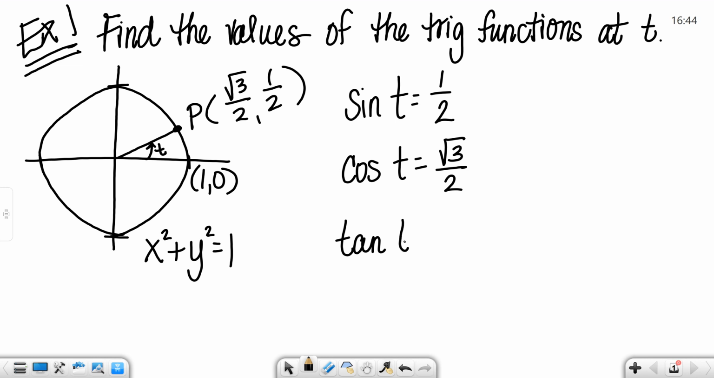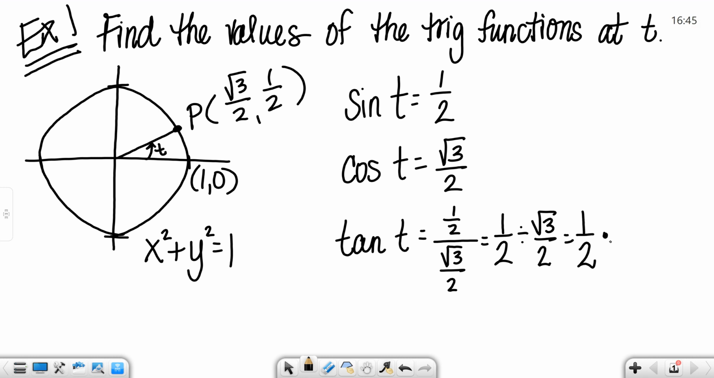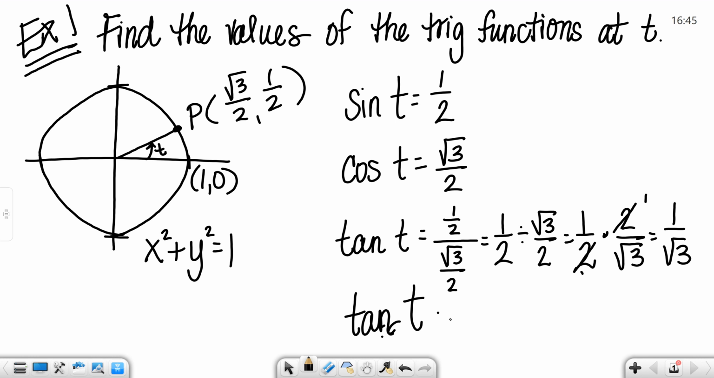And then tangent of t would be the y value, in this case 1/2, divided by the x value. Okay, you cannot leave a fraction in a fraction. So let's simplify that. Dividing by the square root of 3 over 2 is the same thing as, flip that second fraction over, change it to multiply by the reciprocal. So 2 over the square root of 3. So my 2's divide out, and that leaves me with 1 over the square root of 3, which I cannot leave. Let me keep going with tangent of t down here.